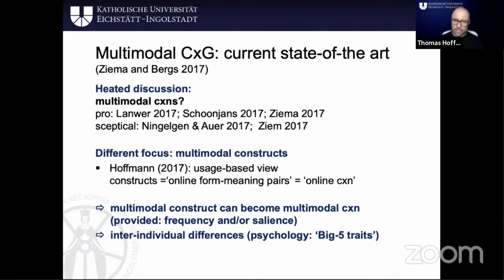Multimodal constructs can become multimodal constructions. They can become entrenched, and frequency and salience, like for all other constructions, are going to be important. But at the same time, gesture use has been shown to be based on inter-individual differences, psychology, the Big 5 traits, which we're going to look at towards the end. So as I said, what I want to focus on more is the creative aspect in the working memory, where something is combined that isn't a construction yet.